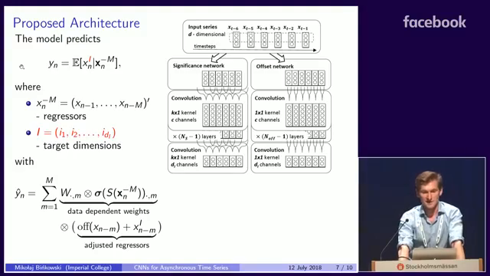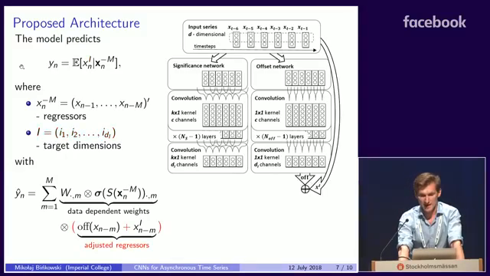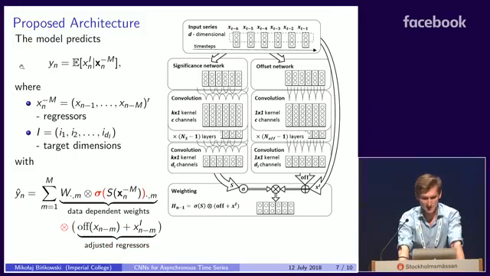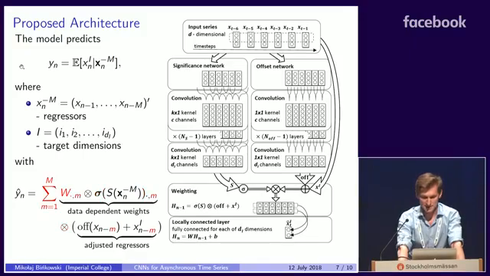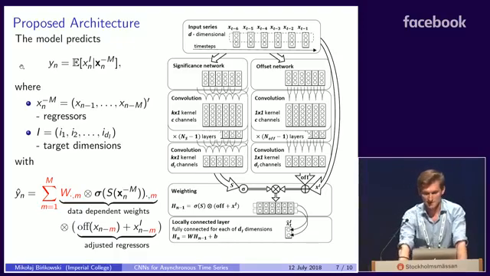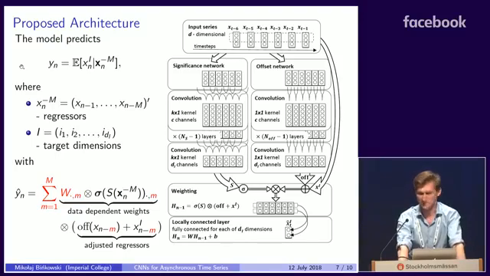And then the output of the offset network is added to the initial input to form adjusted regressors, while the output of the significance network is activated through a softmax function and then used to weight these adjusted regressors. And in the end, we have our predictor that is an autoregressive sum of these values. So you can think of the offset network as a network that adjusts these simple predictors, while the significance network identifies the important signals.